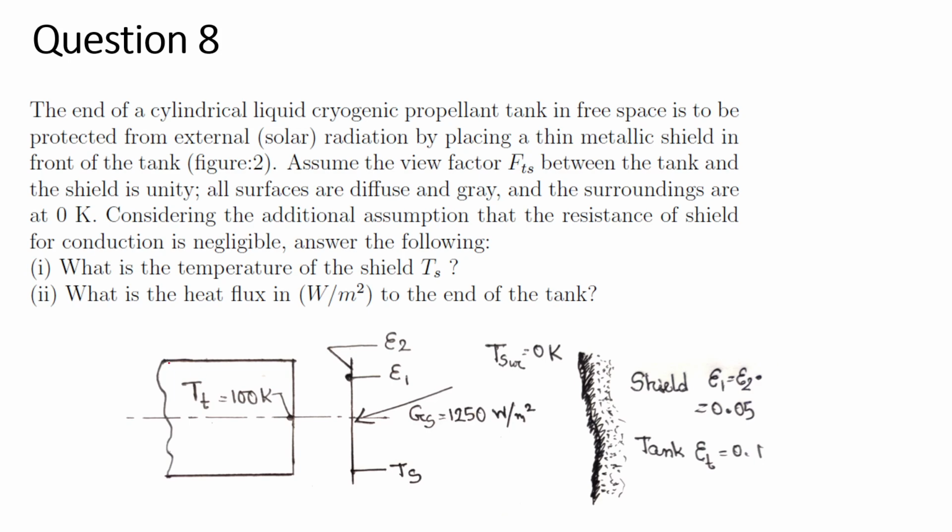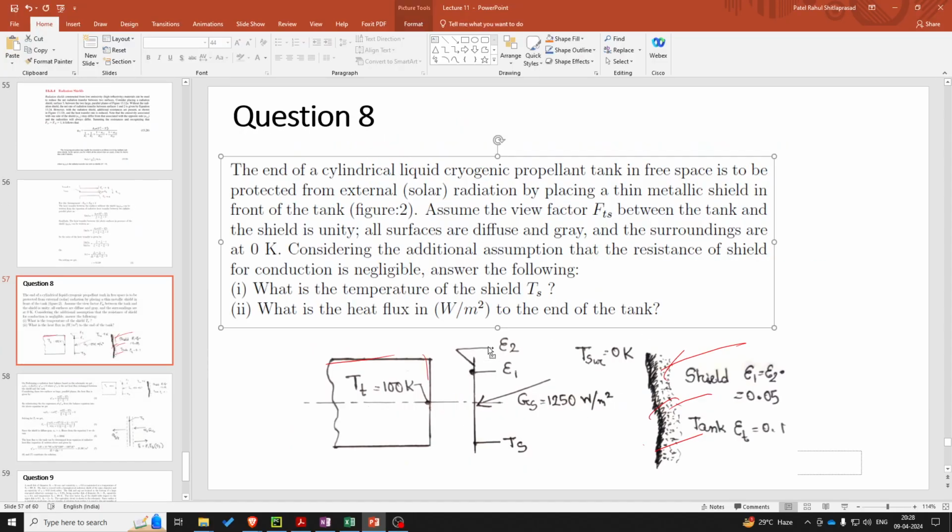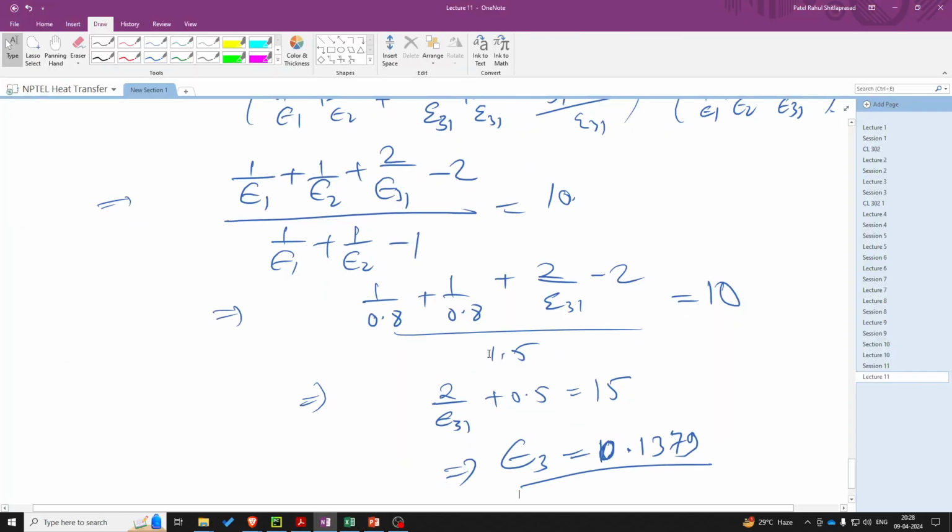So in this question, we have been given this cylindrical propellant tank, and then we have this solar radiation coming from far away. In order to protect the cryogenic tank from this solar radiation, we are putting a shield over here. And given the following values, we have been asked to find the temperature of this shield Ts and the heat flux to the end of the tank. This is the heat flux over here. So in order to solve this, you can write the energy balance and try solving this.